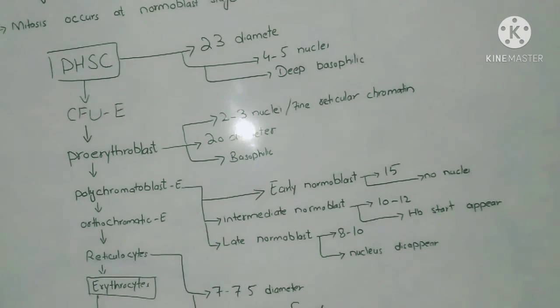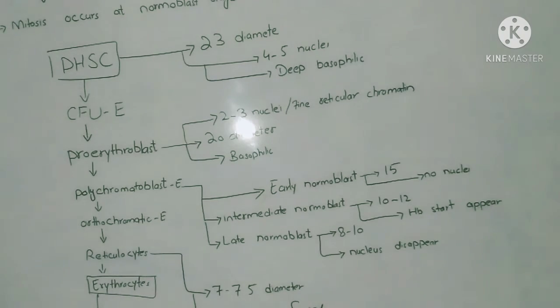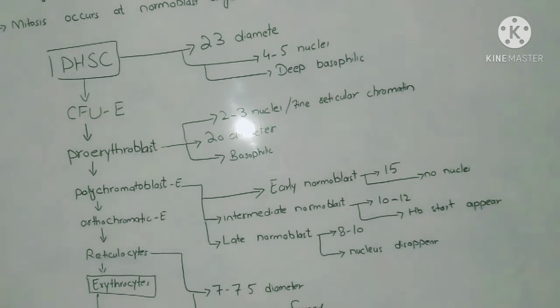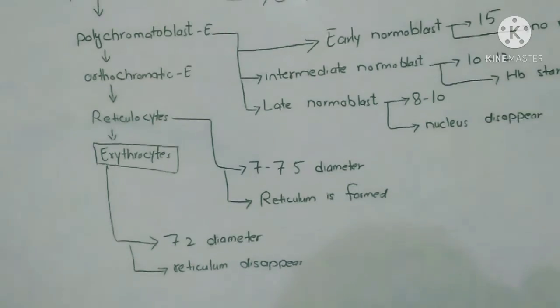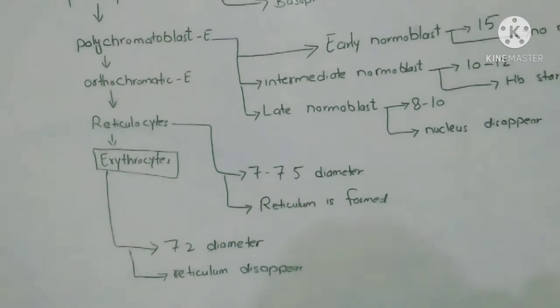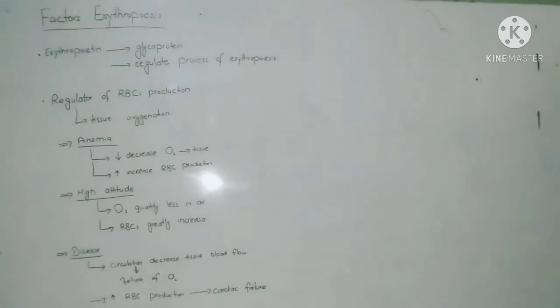Early normoblast has 15 diameter and no nucleoli. Intermediate normoblast is about 10 to 12 diameter and hemoglobin starts to appear. At the late normoblast, hemoglobin is present and the nucleus disappears while its diameter is about 8 to 10. Reticulocyte is about 5 to 7.5 diameter and a reticulum is formed. Erythrocyte is about 7.2 diameter and the reticulum disappears.